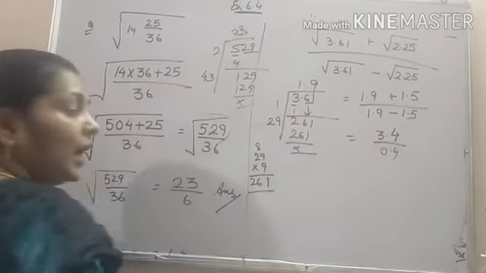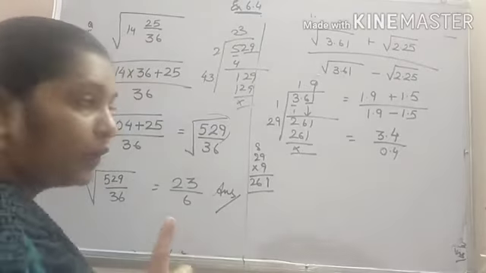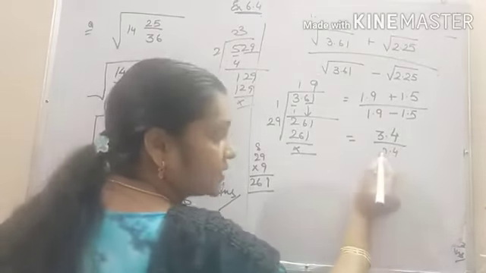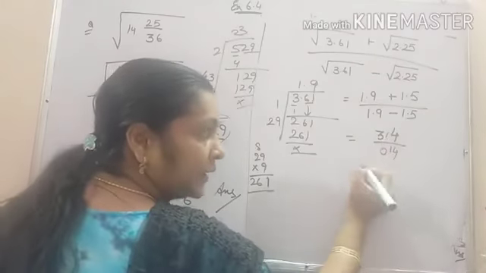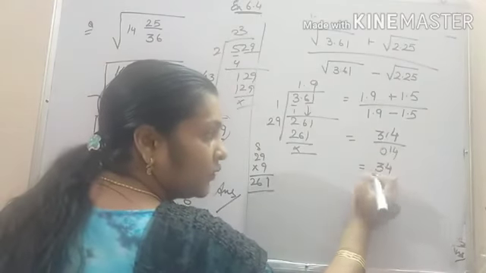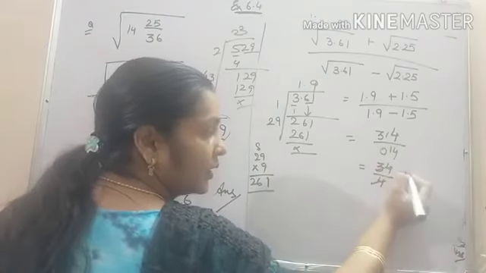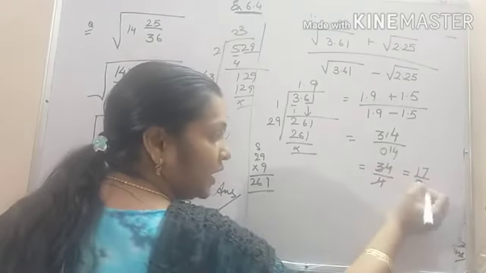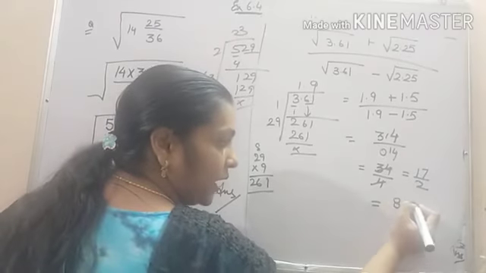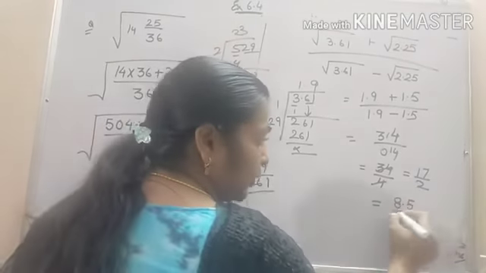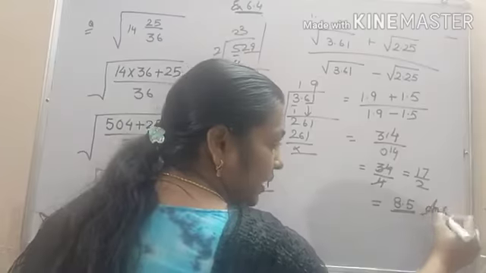0.4. And in the previous question, I told you that if the number of digits after the decimal is the same, then the decimal gets cancelled. It will be 34 by 4. It will be 17 by 2. And if you want to convert it into decimal, you can do it. It will be 8.5. 8.5 is our answer.